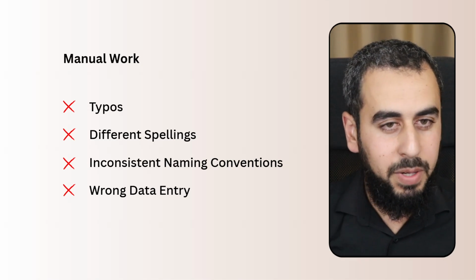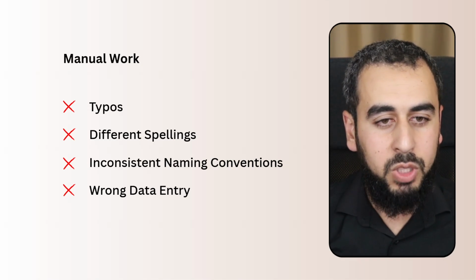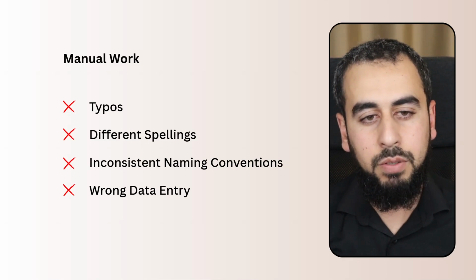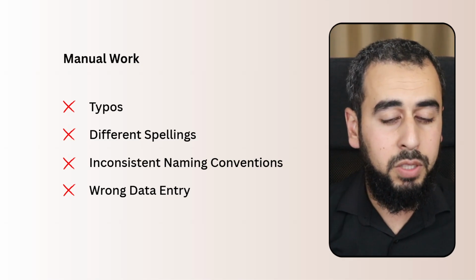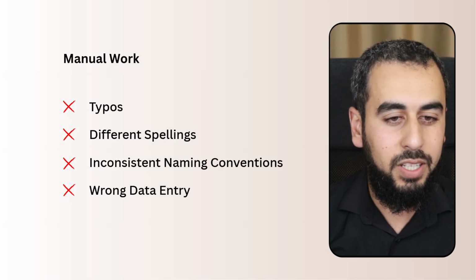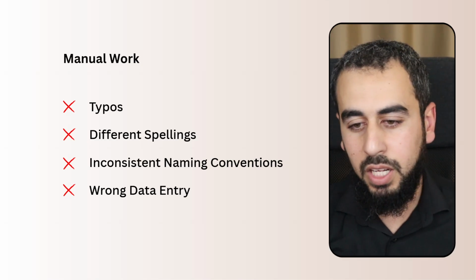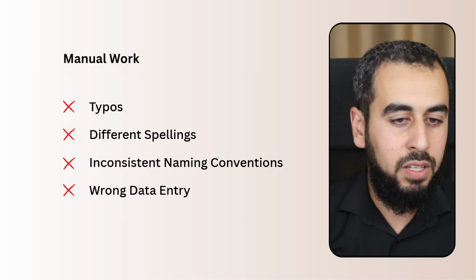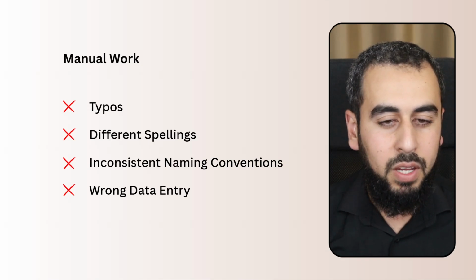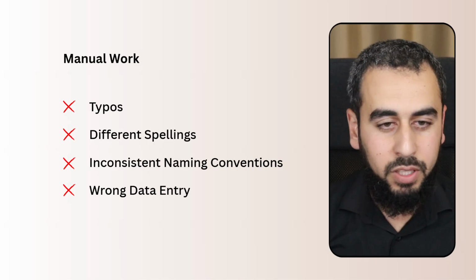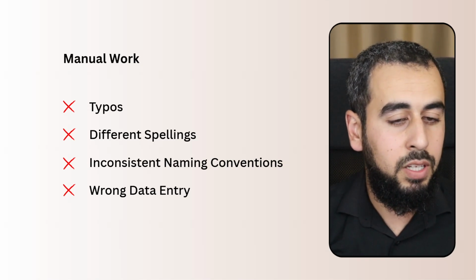One other problem is the manual work. Typing in everything means there is a chance for typos. The different people spell things differently. Inconsistent naming convention. Somebody names this donation this name, and then this person this name. And there is also wrong data entry. Instead of putting the data in this column, they might put the data in another column.